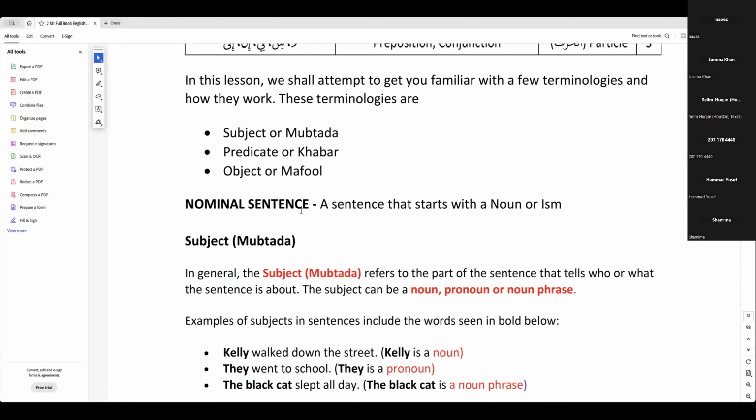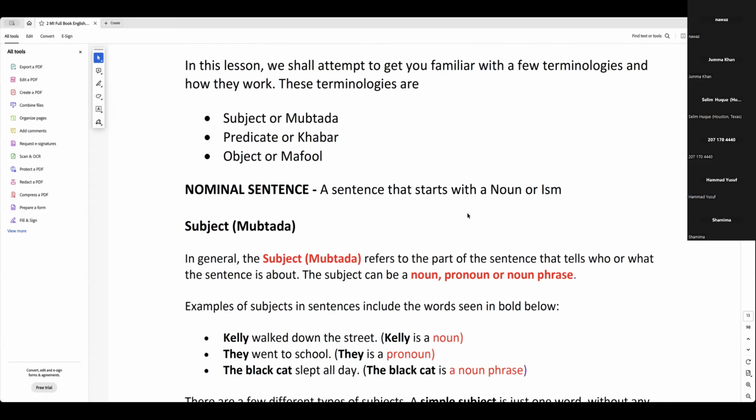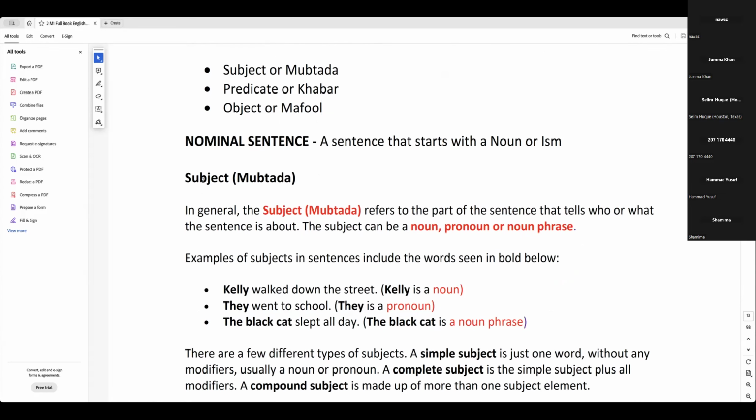First, the nominal sentence. A sentence that starts with a noun or isim is known as a nominal sentence. So that's your first note: any sentence that starts with a noun or isim in Arabic is known as a nominal sentence. In a nominal sentence, we have these 3 parts: mubtada, khabar, and maf'ul. Mubtada is the subject, khabar is the predicate, and maf'ul is the object. First, I'm going to explain the subject, and then khabar, and then maf'ul.